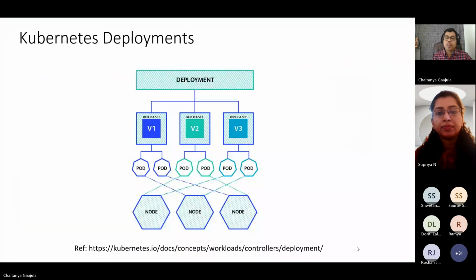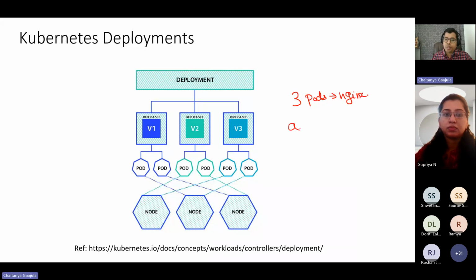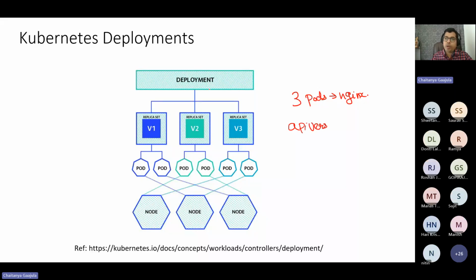Okay. Now, how do we get started in Kubernetes? We have to do some deployment. For example, I want to create 3 pods of Nginx. This is my use case. How do we do it? You have to specify something called an API version. I'll show an example of it. You create a deployment object in which you say how many copies you require, and these get created on the backend node machines.